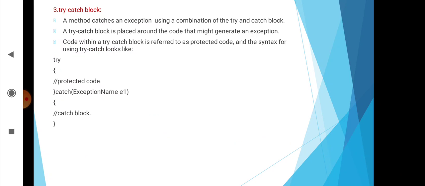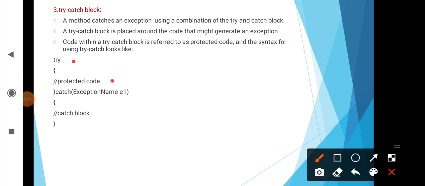Then third is the try catch block. A method catches an exception using a combination of try and catch block. A try and catch block is placed around the code that might generate an exception. Code within a try catch block is referred to as protected code, and the syntax of try catch looks like this. Here try, then protected code, then closing try, then catch, exception name, then exception object here e, then the catch block starting bracket, here the catch block and the closing of the catch.